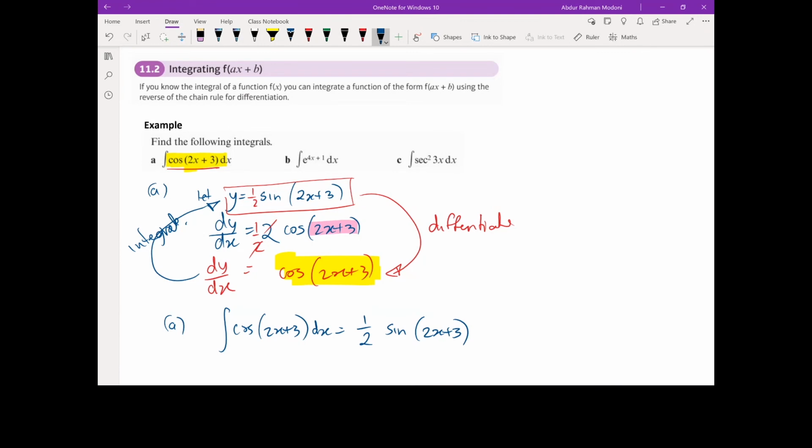So this is the process of integrating by reverse of the chain rule. Remember, we introduced what y was, and how did we decide on that? Well, we thought about what function would have differentiated to get us the cos.